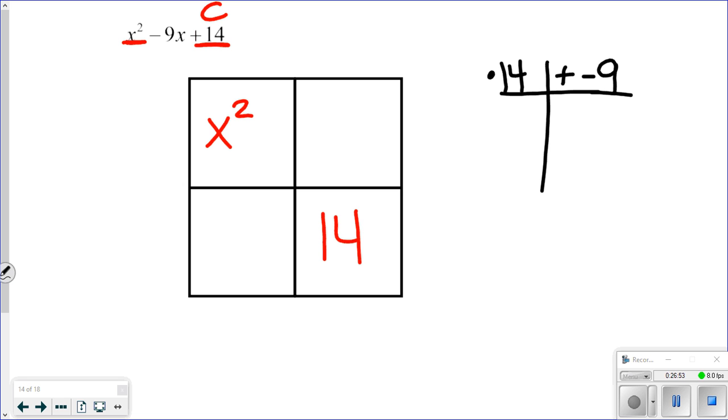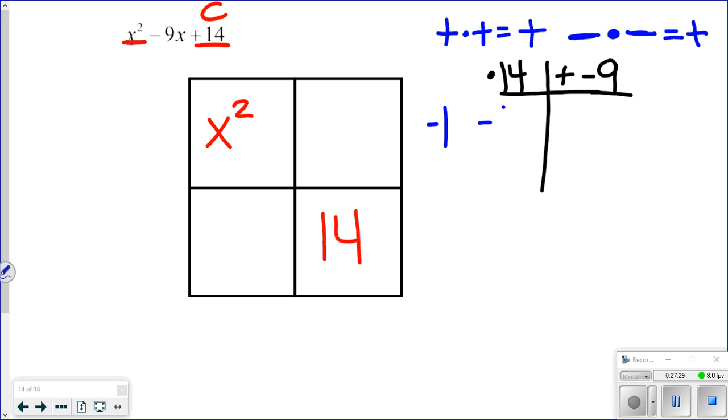Ooh, wait a second. I want to multiply to get a positive number, but add to get a negative. What do we multiply to get positive numbers? A positive times a positive equals a positive when I'm multiplying. But I could never add positives to get a negative 9. So how else can we multiply? A negative times a negative would give us that positive 14 that we need. So both of these numbers here have to be negative.